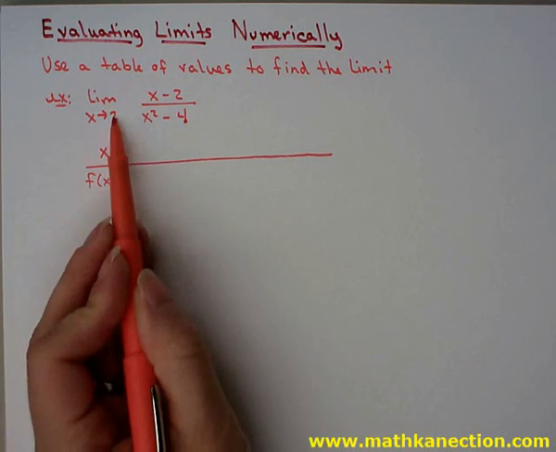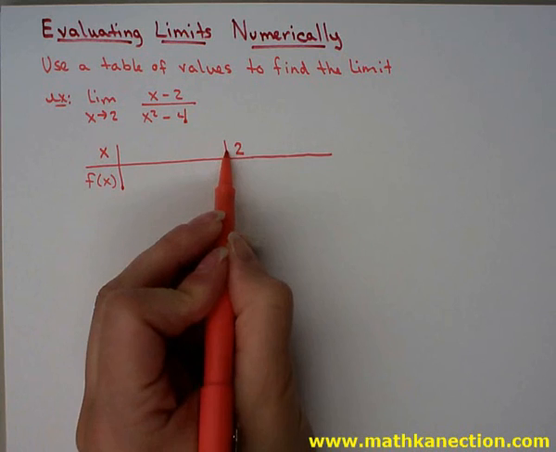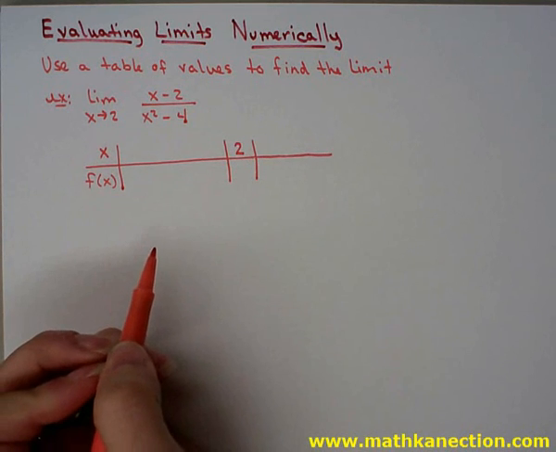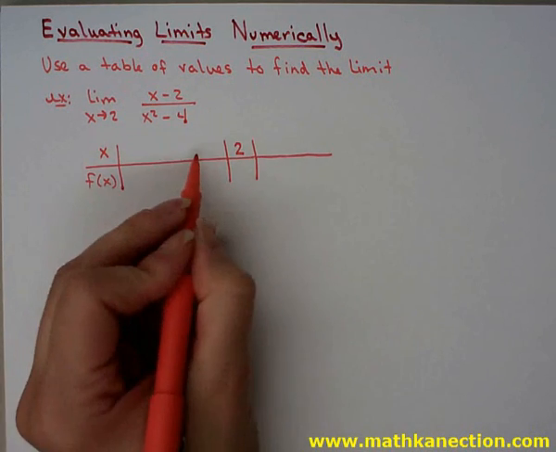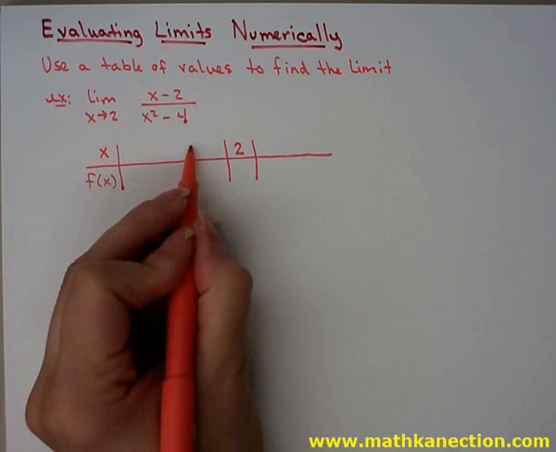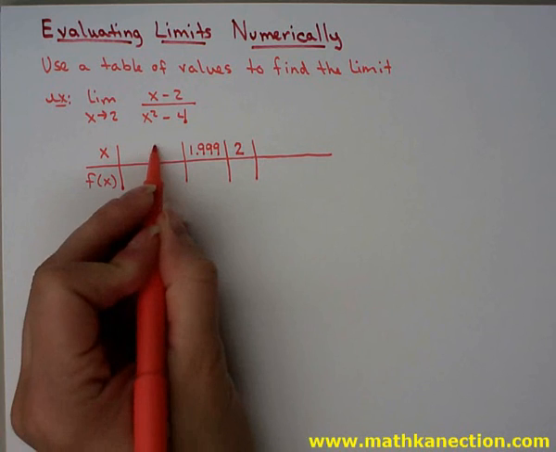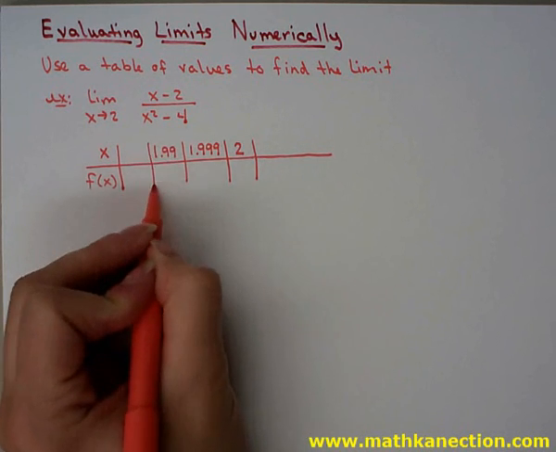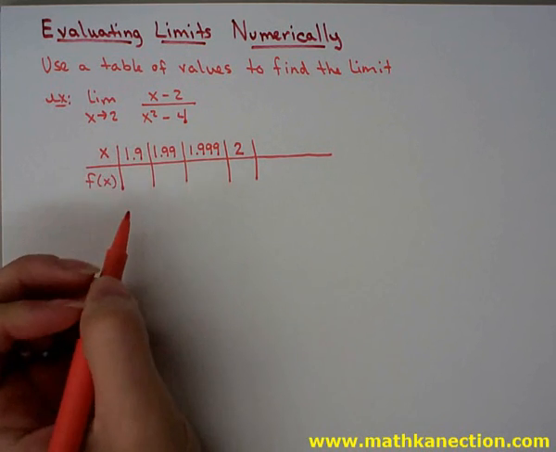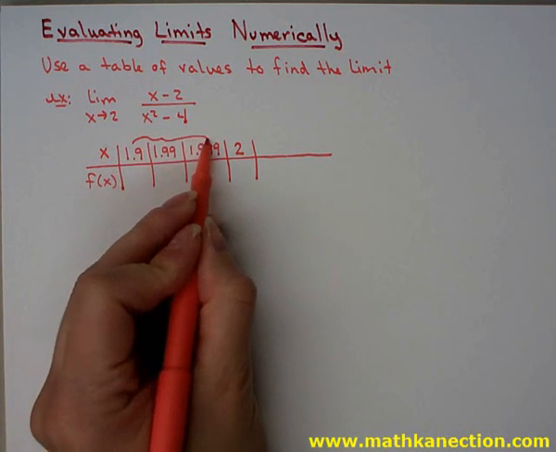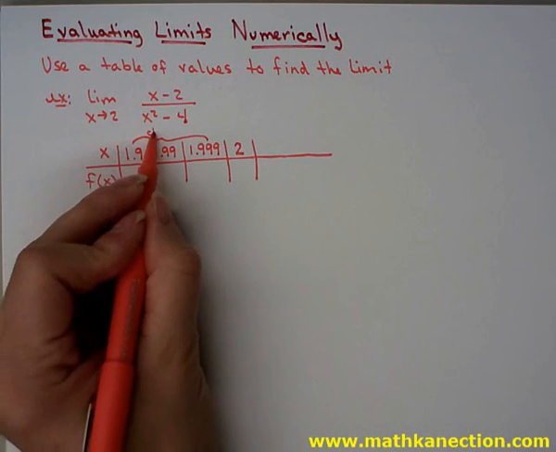We'll set up our table since we're looking at the limit as x approaches 2. 2 will go in the middle of our table. We want to think of numbers that come from the left side of 2 and from the right side of 2. So from the left side of 2, a number close to it would be 1.999. Another number that's quite close but not as close would be 1.99. And then the other number would be 1.9. So these three values represent coming close to 2 from the left side.